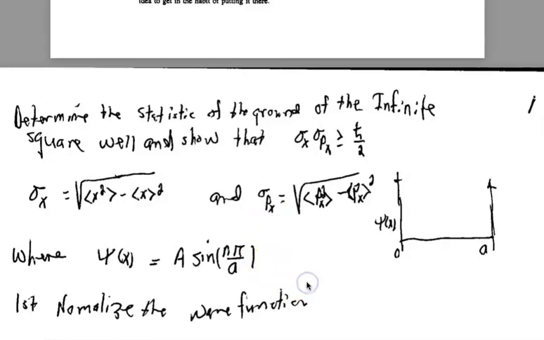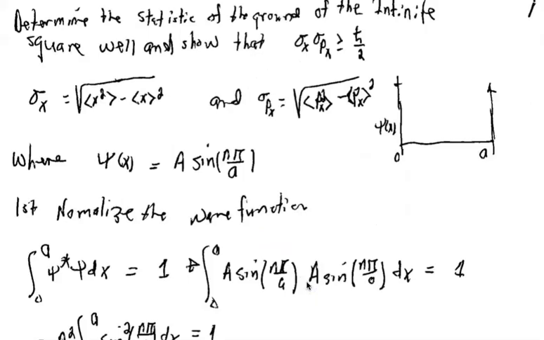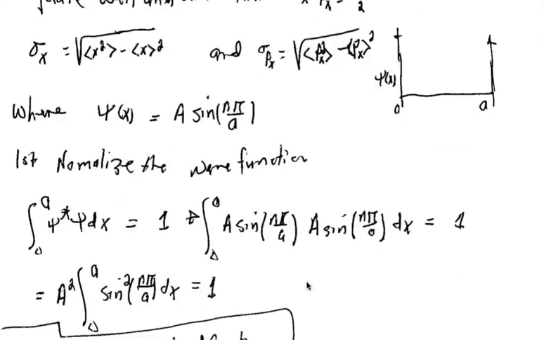All right, so the first thing I'm going to do is repeat normalizing the wave function. You set up the integral from minus infinity to positive infinity. But since the wave function is zero everywhere outside of this range, the integrand is going to be zero from negative infinity up to zero.